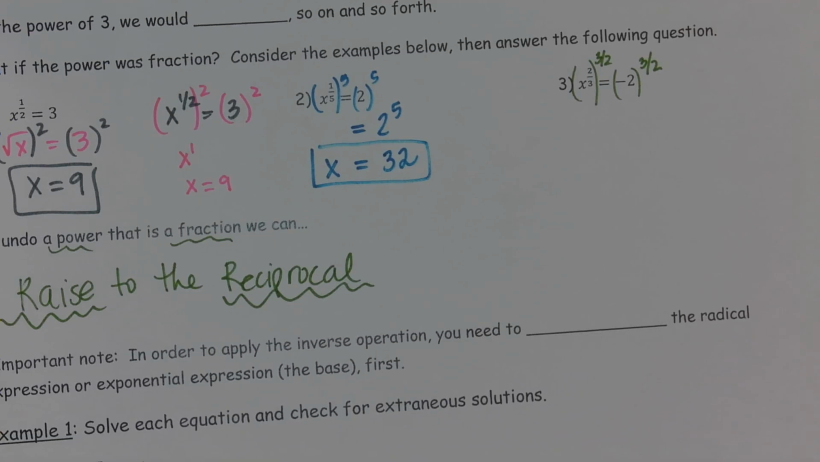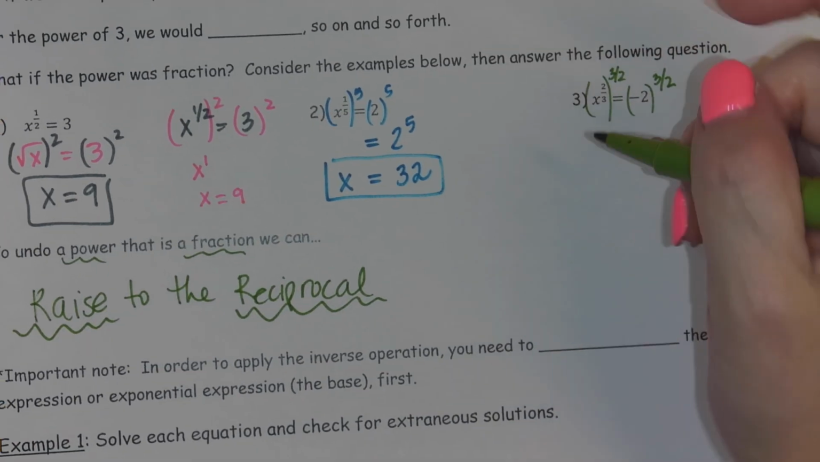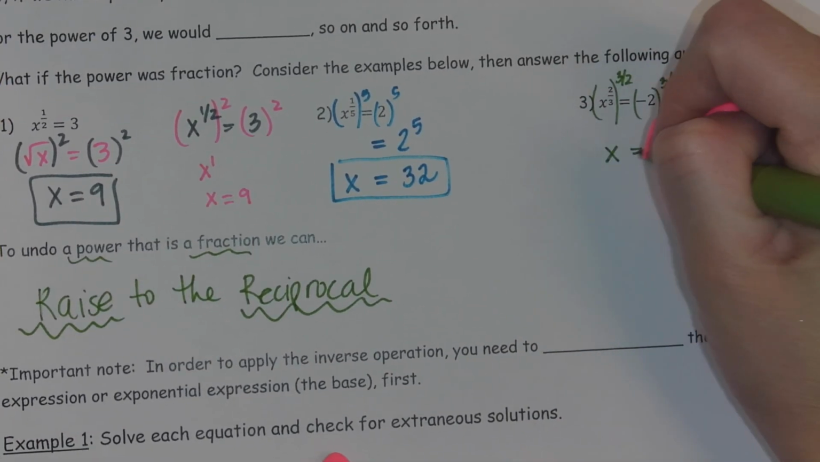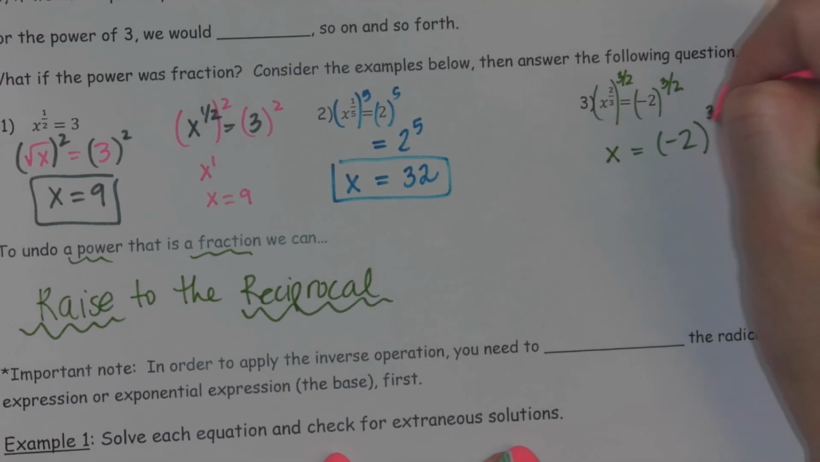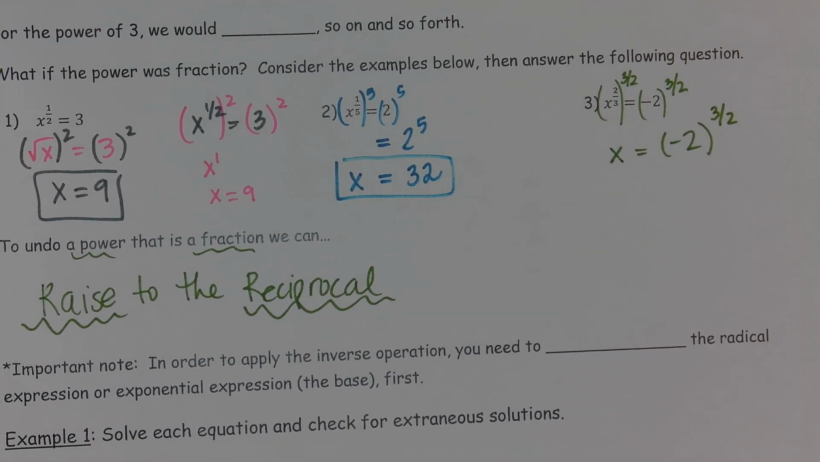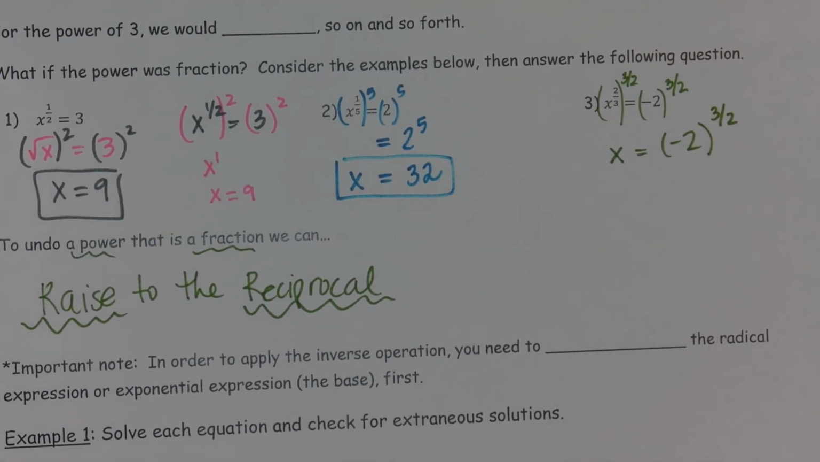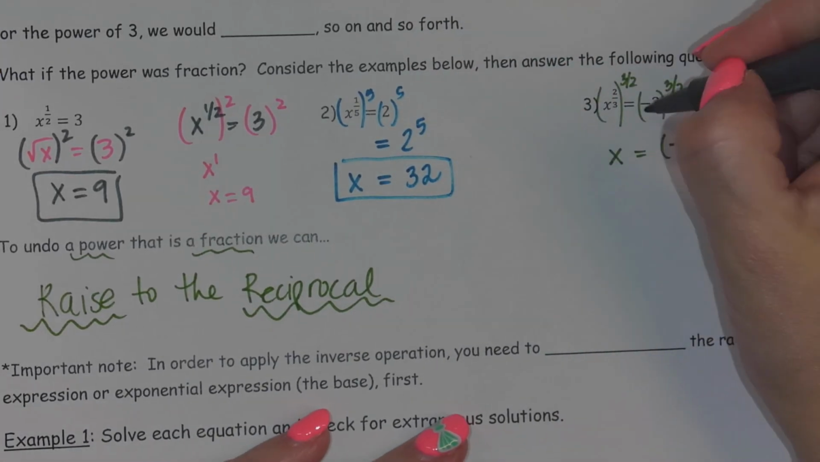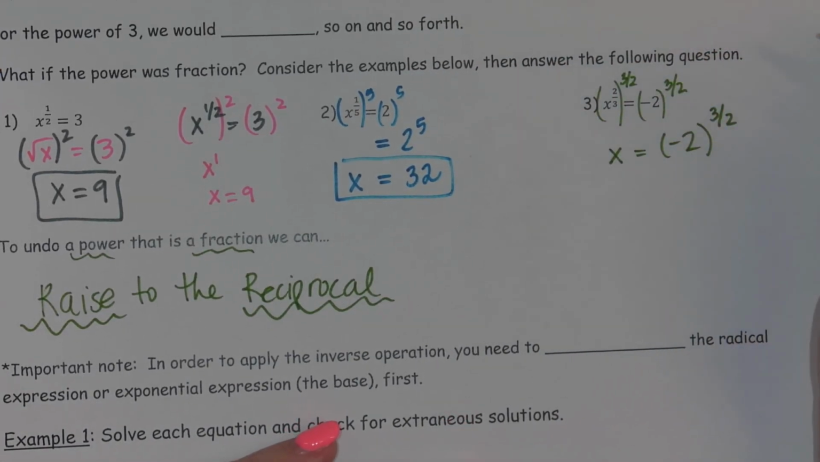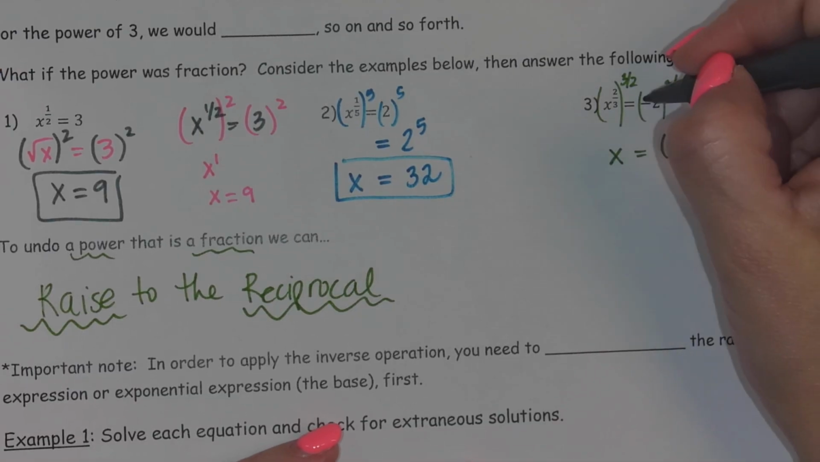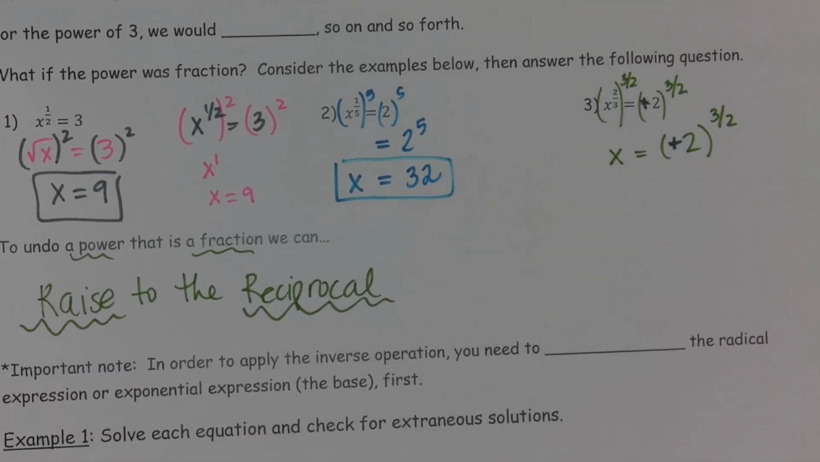Raise to the reciprocal. So then here you have x equals -2 to the 3/2. Well, we know how to simplify that because, did I say negative? We need to change that to a plus. Oh, I guess we don't. Yeah, we do. This one we have to. So we change that for me to a plus.